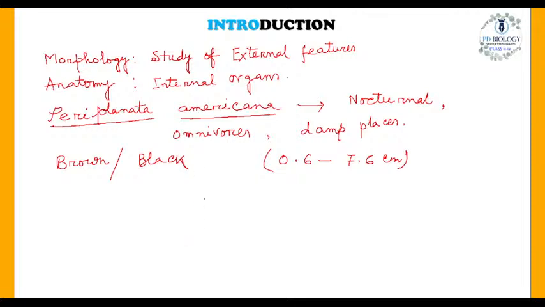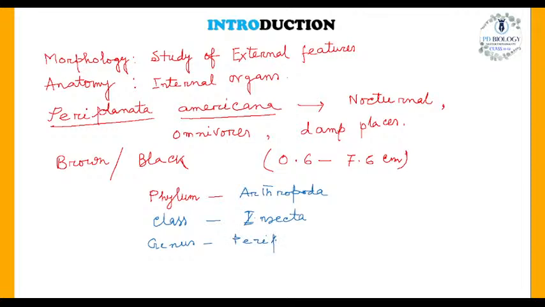So the systemic position of cockroach, we know this one. Tell me, the phylum. What's the phylum? That is Arthropoda. Class Insecta, genus Periplaneta, and the species that is americana.